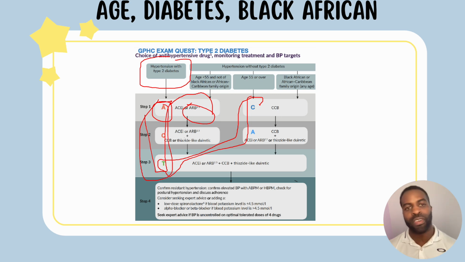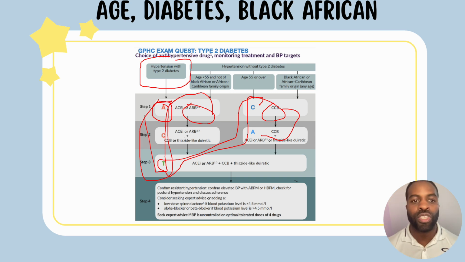But if a Black African doesn't have diabetes, then you follow this trend over here, which is calcium channel blockers first line. But the GPhC could test you and tell you it's a Black African, but with a history of heart failure. In that case, we're not going to give them a calcium channel blocker. We will move down to the second line, which shall either be an ACE inhibitor or a thiazide-like diuretic, preferably a thiazide-like diuretic if they've got a history of heart failure. So it's very important that you learn this algorithm, you master it, and you learn the previous table I showed you, because that's what they're going to ask you questions on.